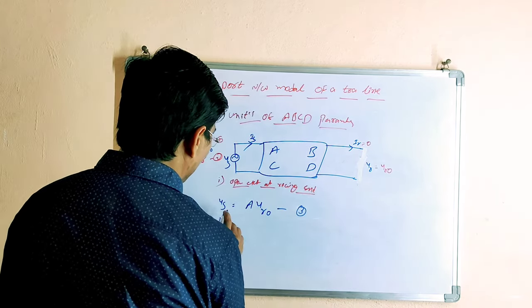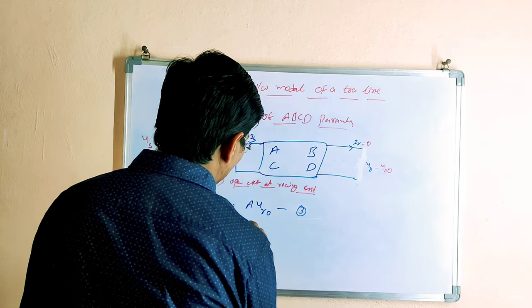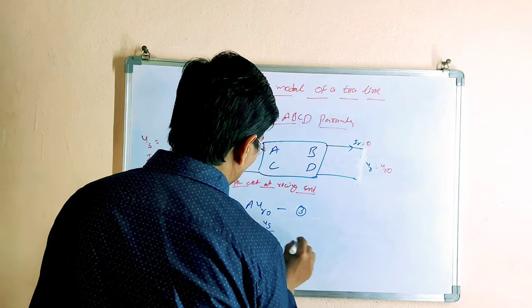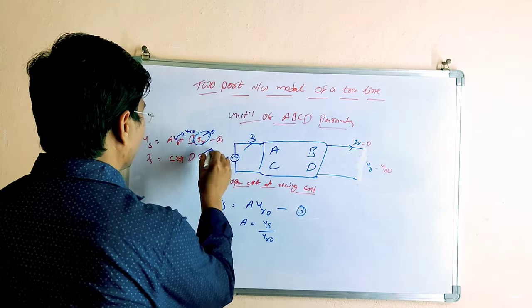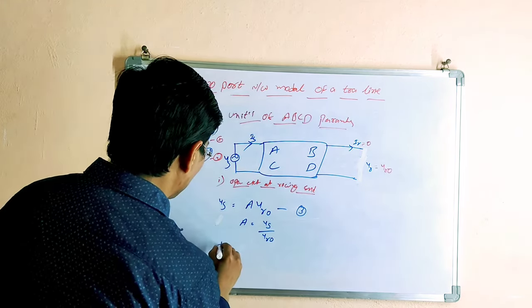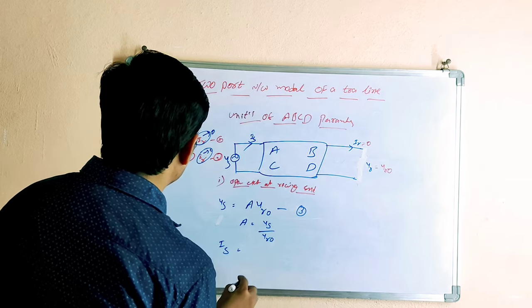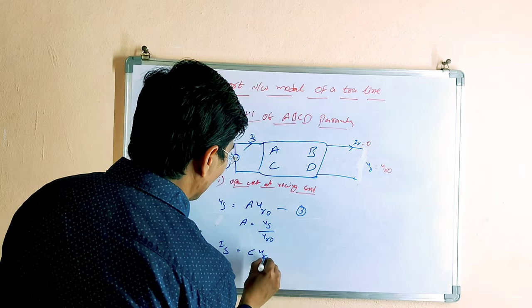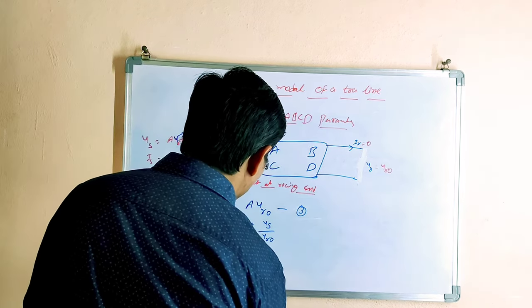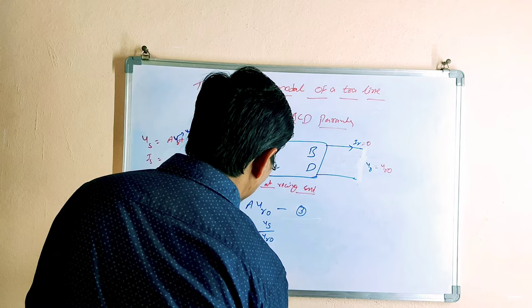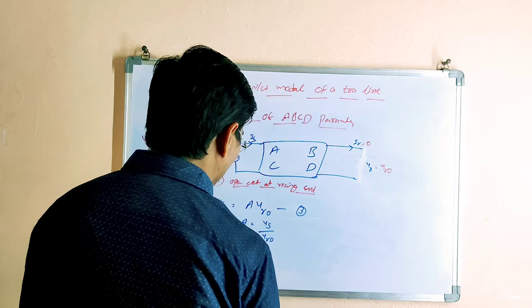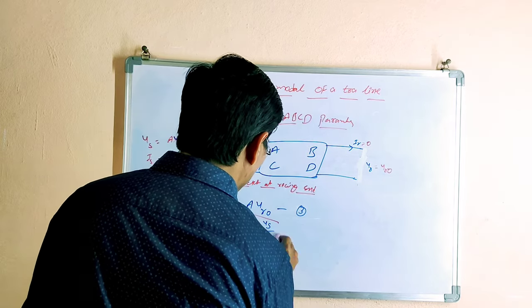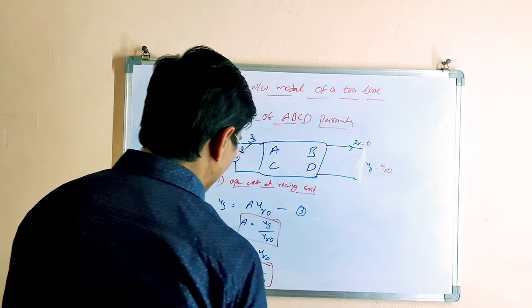After that, A is equal to Vs by Vr naught. Second one, Is is equal to C into Vr naught, so C is equal to Is by Vr naught. This is one equation.